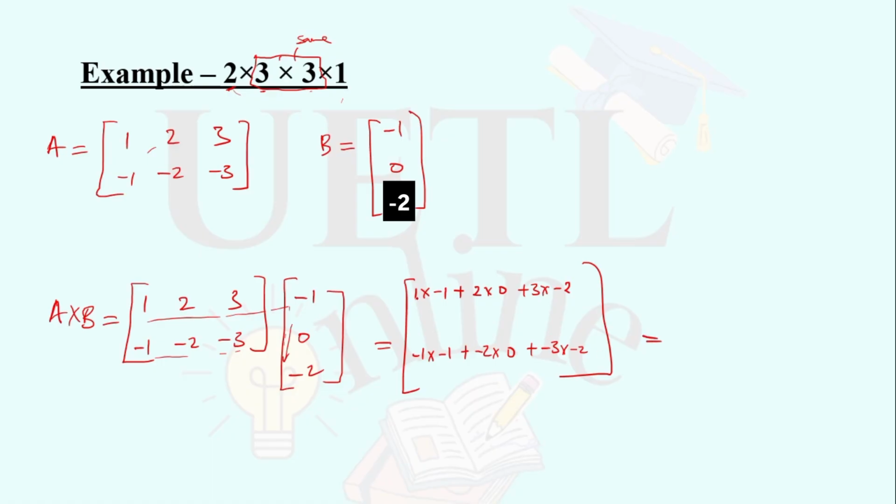We're going to say 1 times minus 1, we get minus 1, plus 2 times 0, we get 0. Then here 3 times 2, we get 6. Then for the second row, minus 1 times minus 1, we get 1. Then minus 2 times 0, we get 0. Then minus 3 times 2, we get minus 6. So this becomes our answer. Now we just add: minus 1 plus 0 plus 6 becomes 5, and here 1 plus 0 minus 6 becomes minus 5. So our answer becomes 5, minus 5. You can see that this matrix is a 2 by 1, like I predicted.